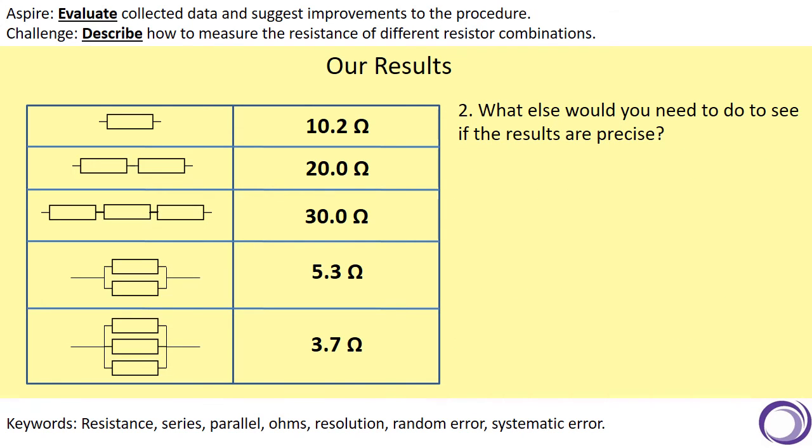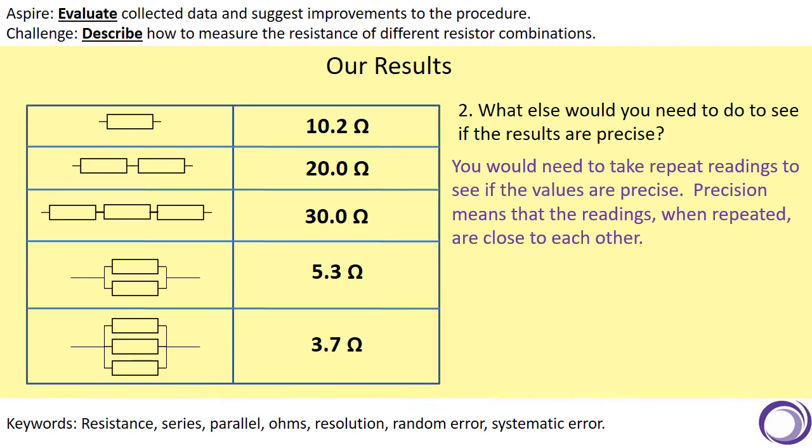Number 2 then, what would you need to do to see if the results are precise? Precision, you can only see if someone has been precise taking the readings if you can see lots of other versions of the same reading, so you can compare them. So what you would have to do is to take repeat readings. If those repeat readings are very close to each other, we can say, well, there's good precision there. I was very precise when I was taking those readings. So you've got to have repeat readings to look at precision.